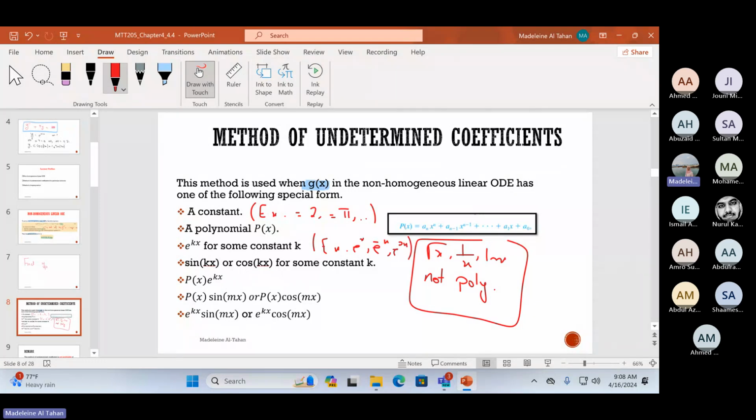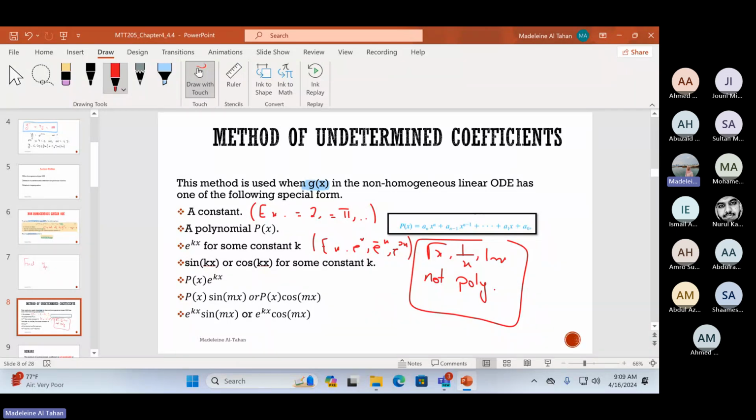e power 3x, sine kx or cosine kx. It means that if I have equal sine x, or equal sine 3x, or sine x over 2, or cosine x over 2, it means that we can use this method. Again, we did not start how to use this method. We are just saying when can we apply our method. Now, this condition is when we have a combination.